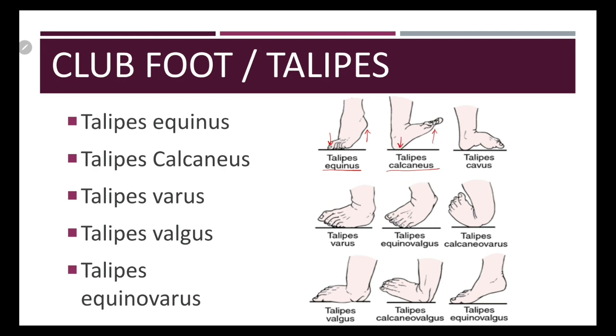Talipes varus. In this condition, the foot is inverted and adducted. The person walks on the outer border of the foot. Talipes valgus. In this condition, the foot is everted and abducted. The person walks on the inner border of his foot. Talipes equinovarus. Now it is commonest deformity of the foot. In this condition, the foot is inverted, adducted and plantarflexed.